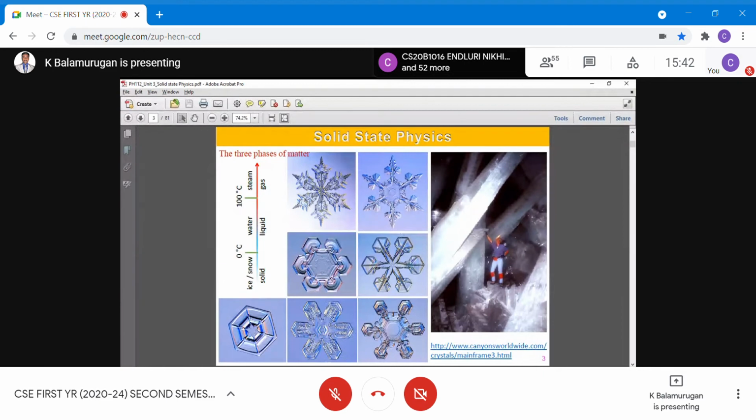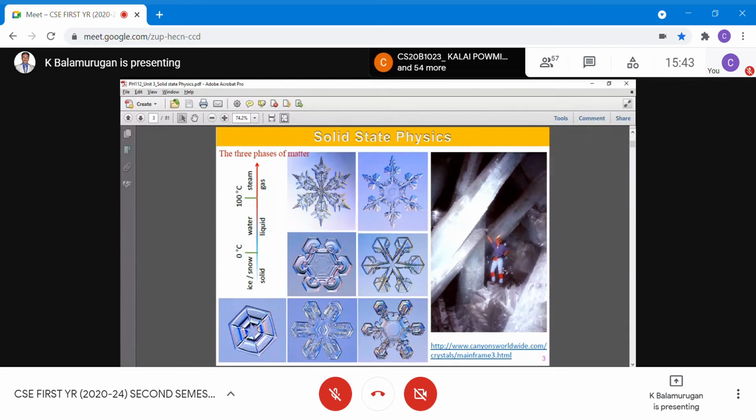So there are 7 structures shown here, and what is shown on the right-hand side is a huge pillar. We can say pillar, a pillar of silicon dioxide. Quartz crystal: silicon dioxide molecules arranged in a particular pattern, the special arrangement that gives rise to a crystal structure called quartz crystal.